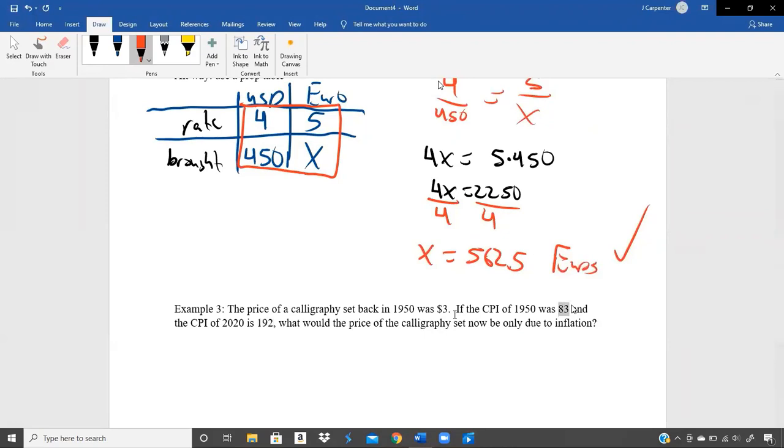But if it was, then that would say that if you only considered inflation, you didn't consider the fact that some goods drop in value, we're going to say that the calligraphy set scales exactly with inflation. No store is just marking it up for the point of extra profit. So how much would this set cost now in 2020? Only due to inflation. Now, what some people will accidentally use is the years. The years are labels. Do not use the years in your equations at all. They are labels.